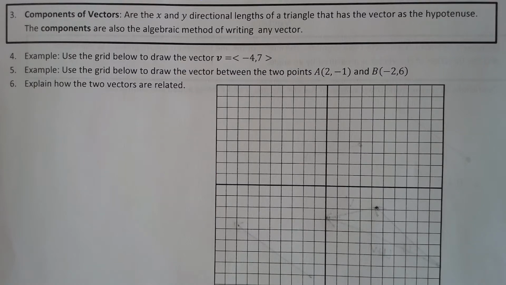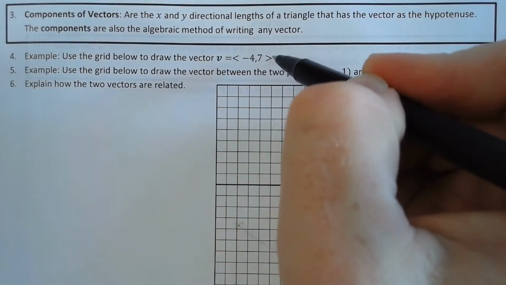In this video, we'll be talking about the components of a vector. Now, there are two components. Again, there are two details, the magnitude and the direction, but there are also two components to every vector. Two components to every vector are the x direction distance and the y direction distance.